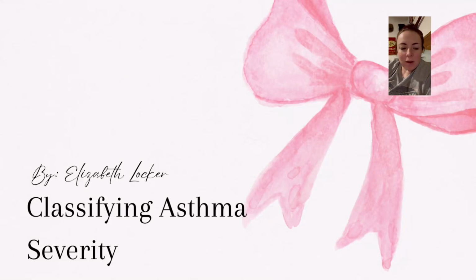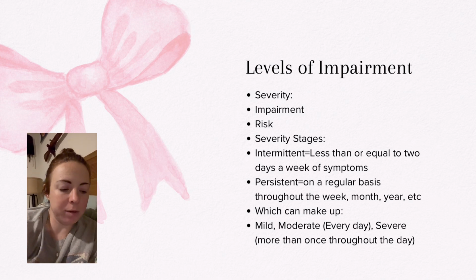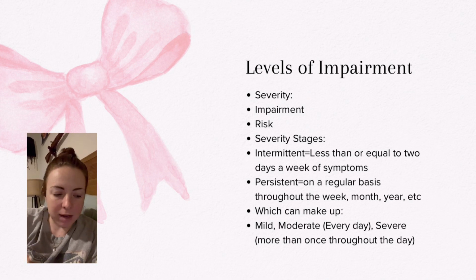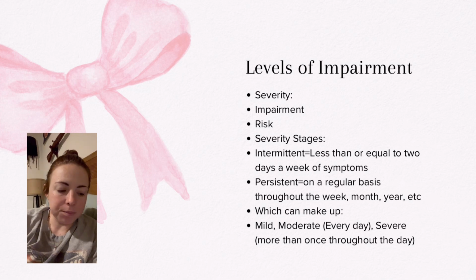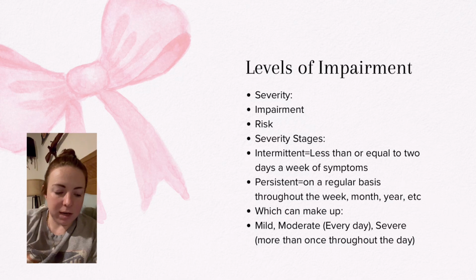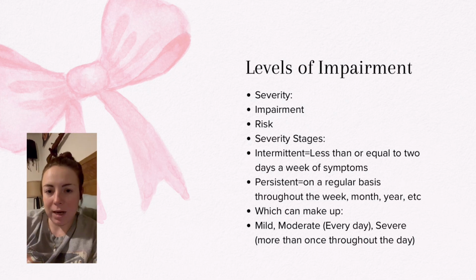So next we're going to be talking about asthma severity and classifying what asthma severity looks like, by Elizabeth Locker. There's a couple of different levels of impairment when it comes to asthma. The key being the severity of them, being impairment or risk. And then the severity stages are intermittent, persistent, or it could be like mild, moderate, severe, just depending.